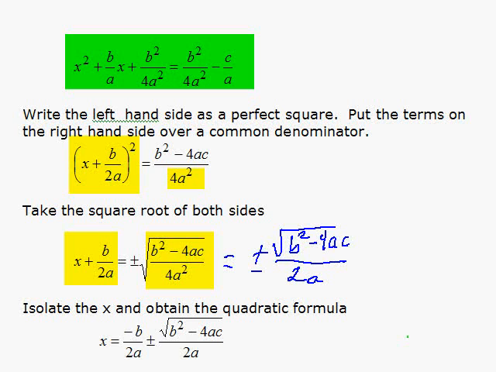Now isolate x by moving the b over 2a to the opposite side, and now we have here the quadratic formula. So now you see that the quadratic formula is just the result of completing the square using the ABCs, and after that you just plug into it and you don't have to complete the square again. Hope this takes a little bit of the mystery out of where the quadratic formula comes from.